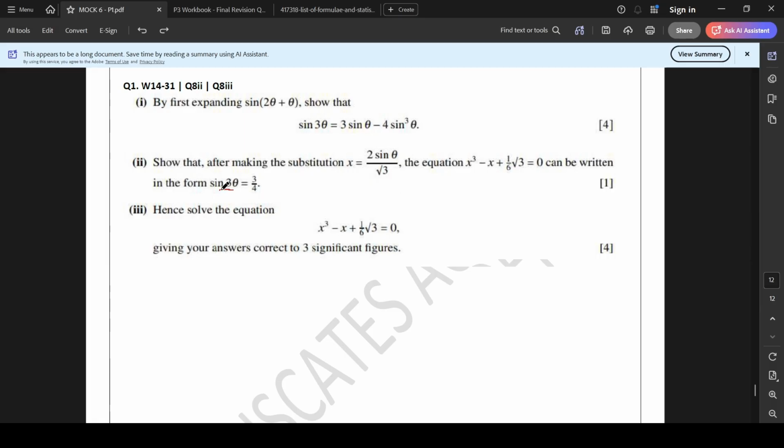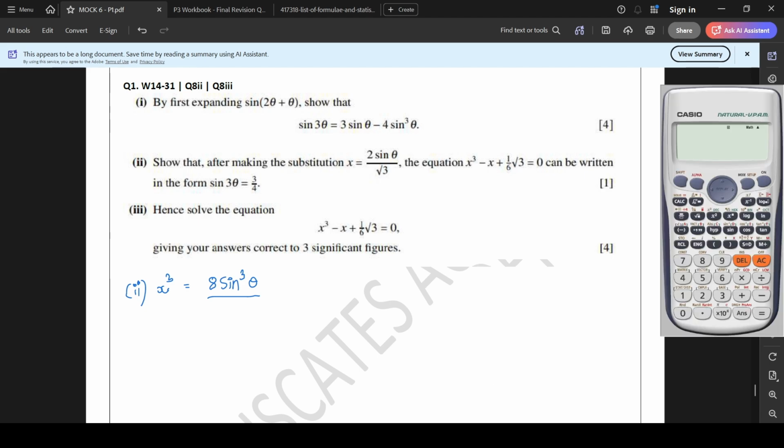Just note that sine 3 theta is something that is also given to you in the first part. So by doing the substitution, if you're able to get something like this format, then of course converting that into sine 3 theta will not be a problem. So let us go ahead and try to solve the second part of this question. I know that x is equal to 2 sine theta over root 3. And if I take the cube of this, I can just write that x cube over here will be equal to 8 sine cube theta divided by what is the cube of root 3?